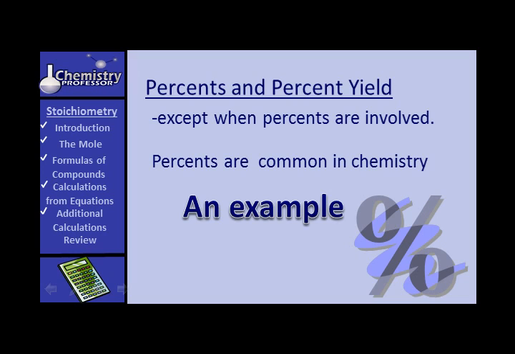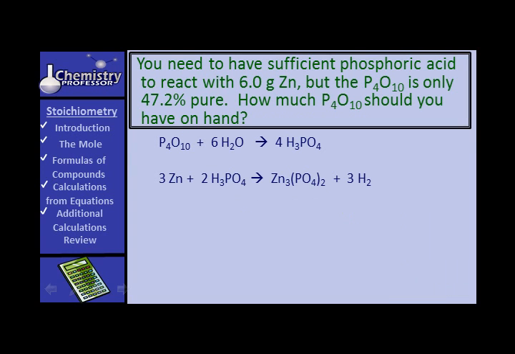Let me show you an example. You need to have sufficient phosphoric acid available to react with 6 grams of zinc. But the P4O10 that you use to make the phosphoric acid is only 47.2% pure. So the question becomes, how much of the impure P4O10 should you have on hand to make enough phosphoric acid? And here are your two equations.